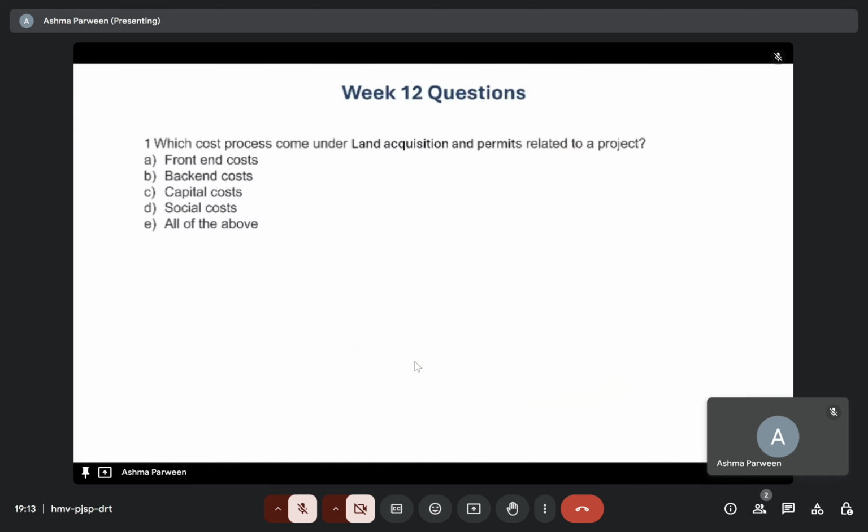So the first question is, which cost processes come under land acquisition and permits related to the project? A, front end cost, B, back end cost, C, capital cost, D, special cost, or E, all of the above. So we have to find out which of the following takes care of the land acquisition and permits cost. I'll give you all 2 minutes. Just take your time, write the option in the chat box, and then we will discuss.